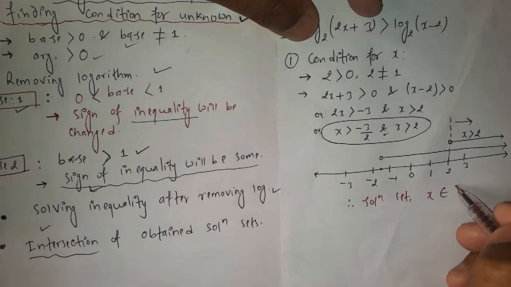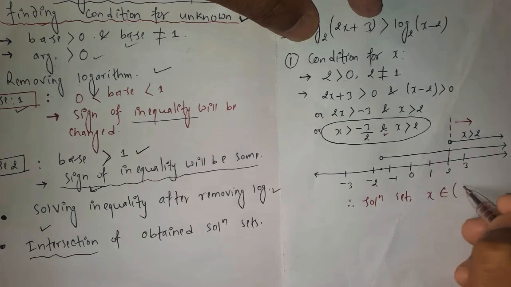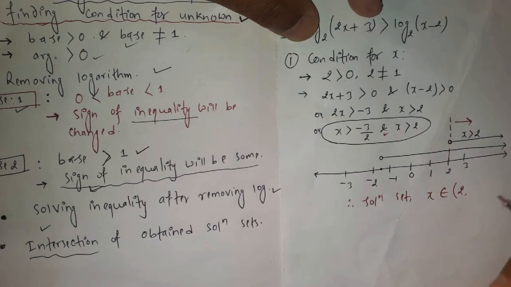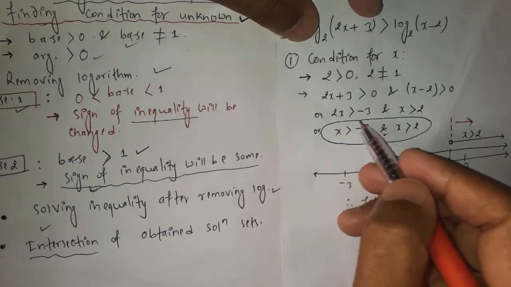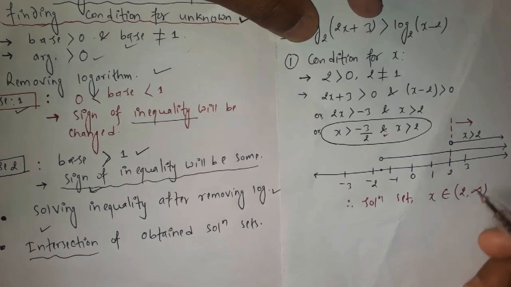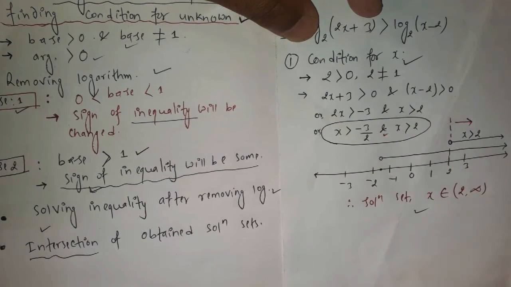So the common will be: x equal to 2 is not included here. x belongs to the set from 2, not included, to infinity. This is the solution set for these two inequalities, and this is the condition for the unknown.